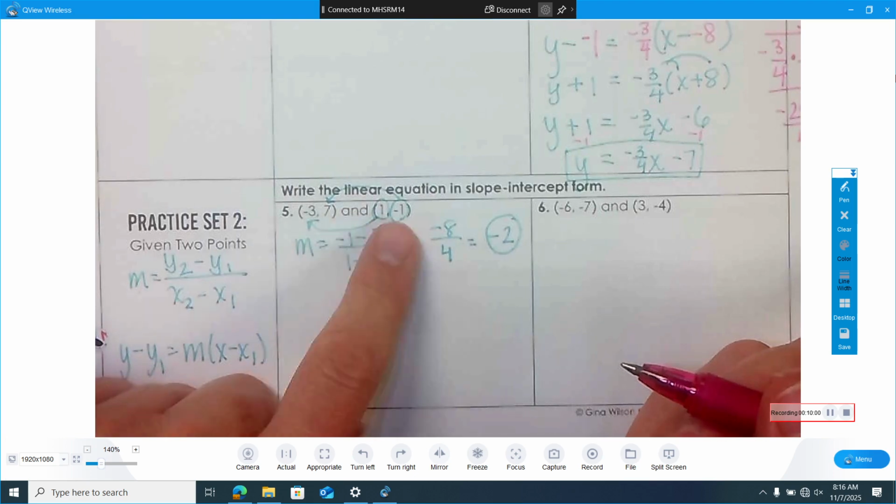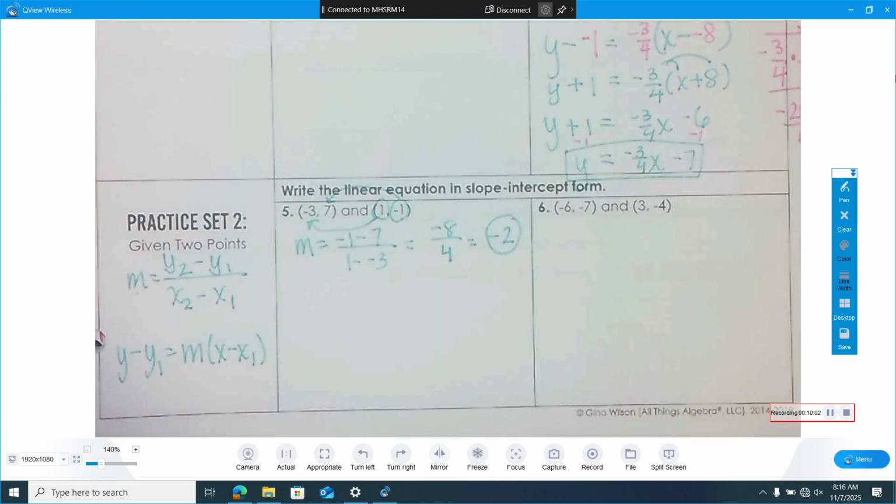And I can use whatever point I want. I just need one of them. And it's not going to matter which point we choose. We're going to end up with the same answer. Which point do you want to use? First point or second point?